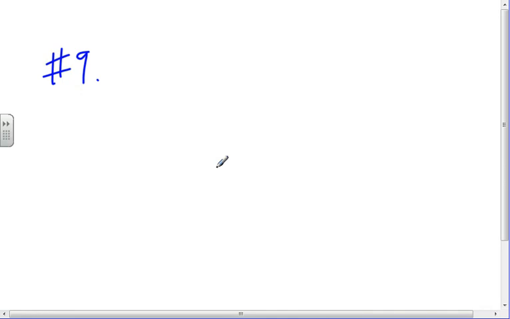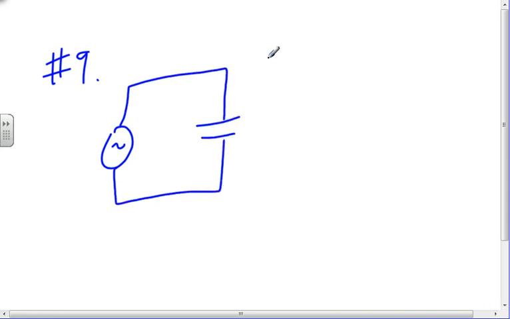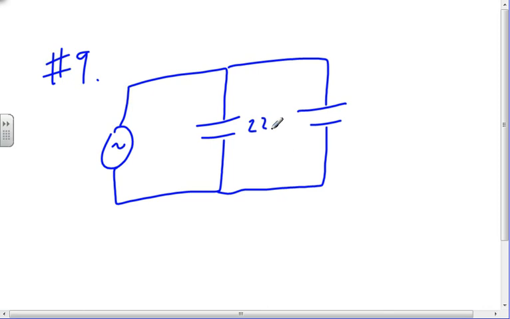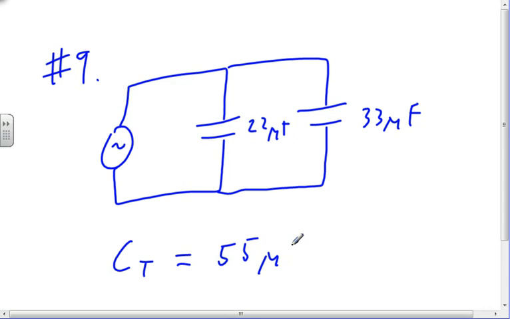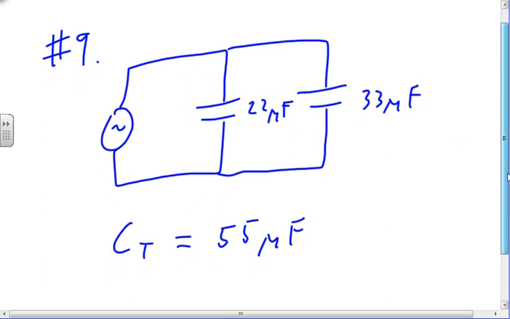All right, number 9. Calculate the total capacitance in 26A. Could I put this in Multisim and hook up a capacitance meter? Sure. No, doesn't exist in Multisim. Okay, so this is a 22 microfarad, 33 microfarad. Capacitance total is 55 microfarads. My pen never left my finger, never went to my calculator or anything.